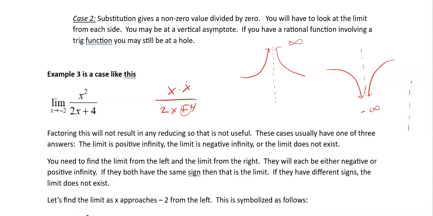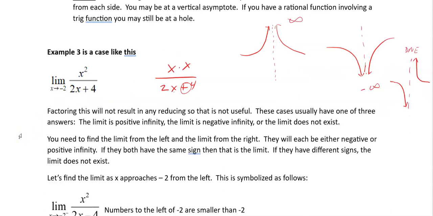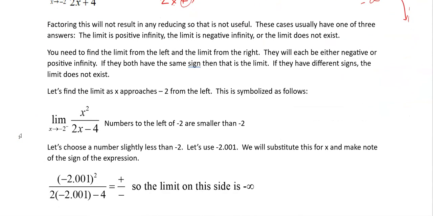Or it could do one of each. It could dive on this side like 1 over x does. Okay. So 1 over x at x equals 0, the limit as x goes to 0, 1 over x does not exist because the two sides don't go to the same type of infinity. So when you have a number divided by 0, that's often what you're dealing with. So what you do with that is factoring isn't useful. You need to find the limit on the left side and the limit on the right side.